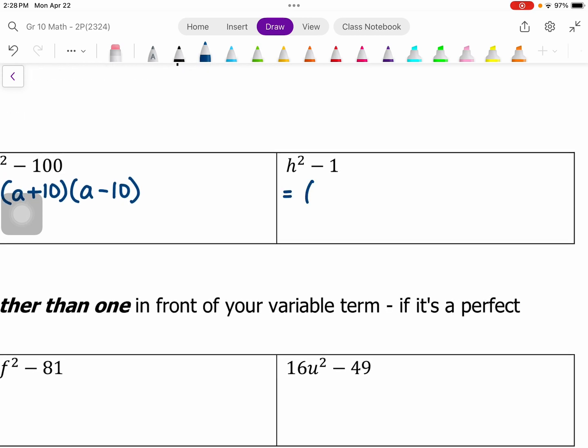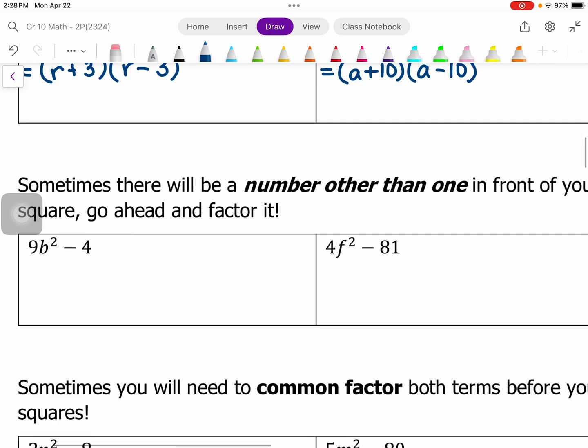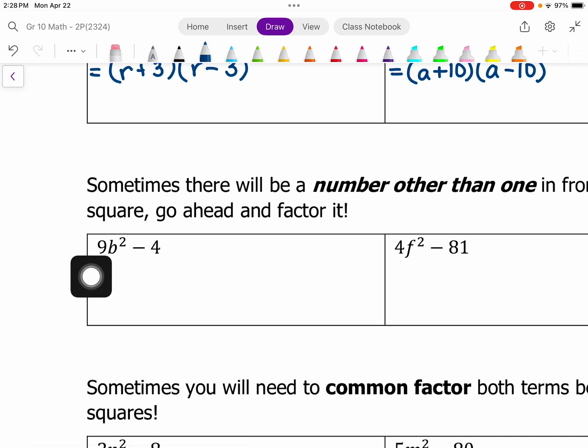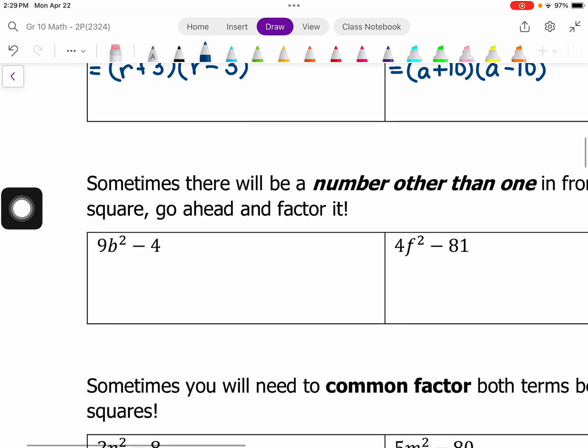So here, the square root of h squared is h, and the square root of 1 is 1, so one will be a plus 1, and then one will be a minus 1. So these ones are very quick and easy to do. Now, we might have a number in front of our variable, so instead of just b squared, we might have 9b squared. And as long as the number in front of our variable is also a perfect square, then we just do the same thing.